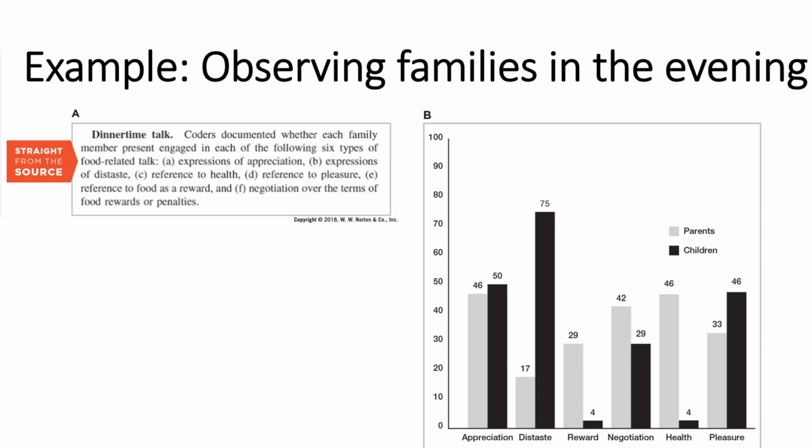And when they talked about topics of conversation over dinner, the children were more likely to complain or have negative conversations about the taste of the food, whereas the parents were more positive, talking about how nutritious the food was or how good it is. And so we can evaluate what they're talking about and what tone they were using. And this is an observational study.